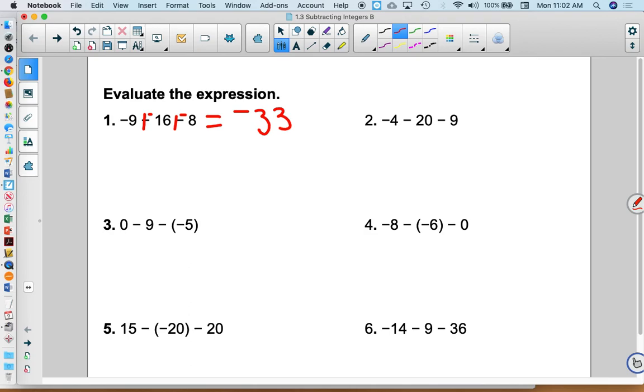Subtraction is add opposite. What do I have there? Again, all negatives, all the same sign. What do I do with it, Cole? Add it. Right, and what do I do with the sign? Keep the sign. What is 4 plus 20 plus 9? What is that, Kaylee? 33. 33, and so it's a negative 33.